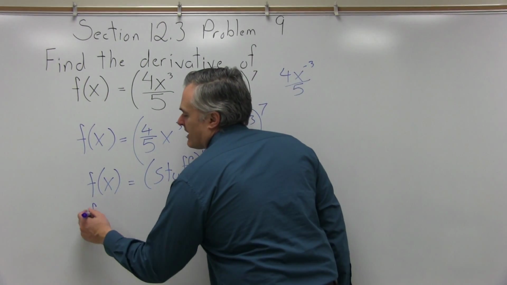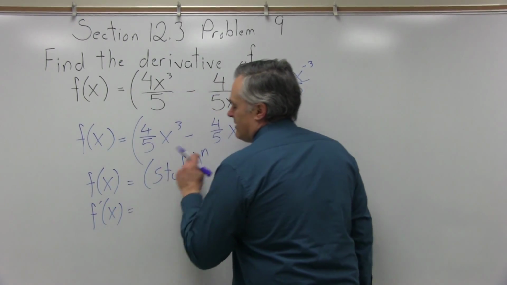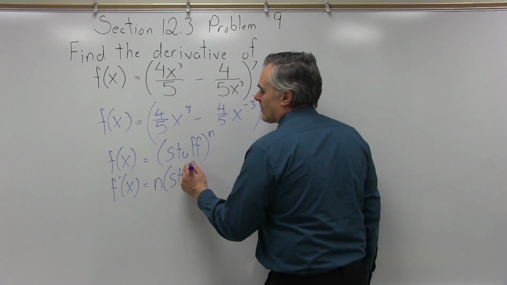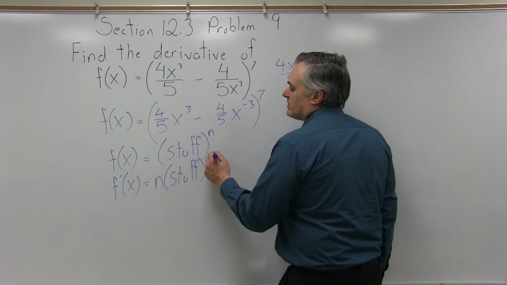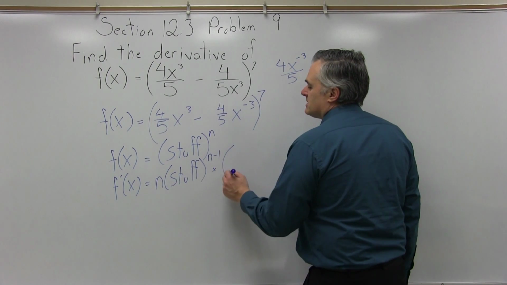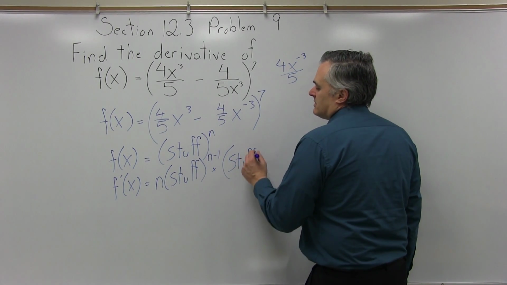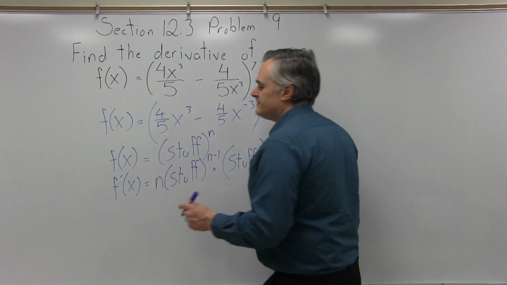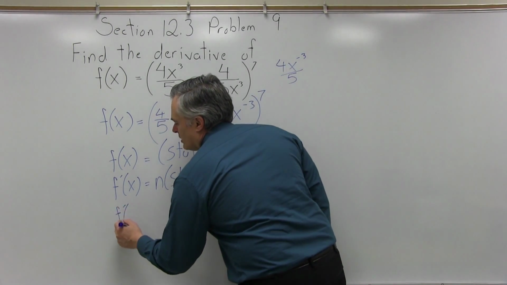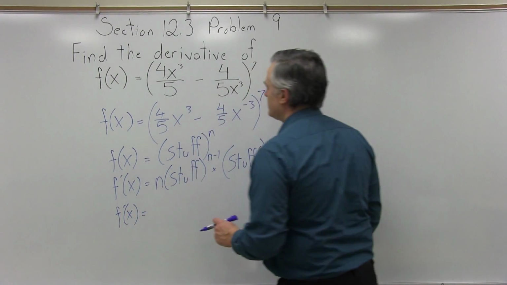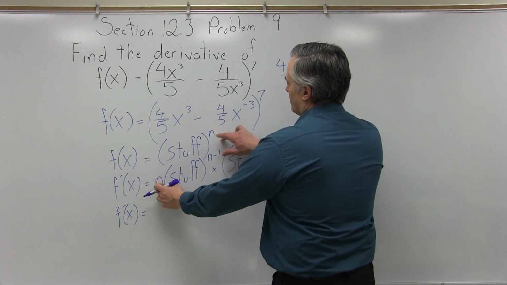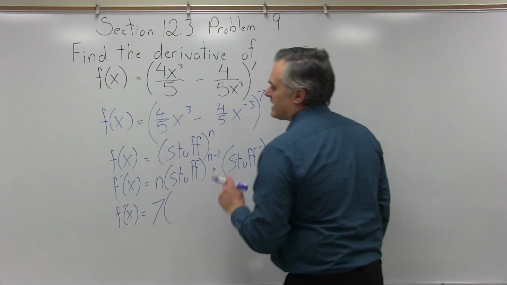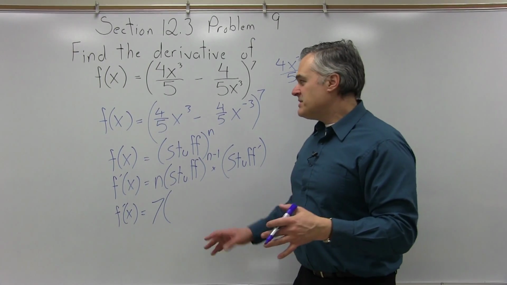So the derivative, f prime, the n, the exponent comes down in front of the stuff. Then you make a new exponent, which is n minus 1, times stuff prime, the derivative of the stuff. So that's what I'm going to fill in. So f prime of x equals, so my n comes down in front of the parentheses, and for this problem the n is 7. So I start with a 7, I open some parentheses, and I put the stuff the way it is, no prime yet.